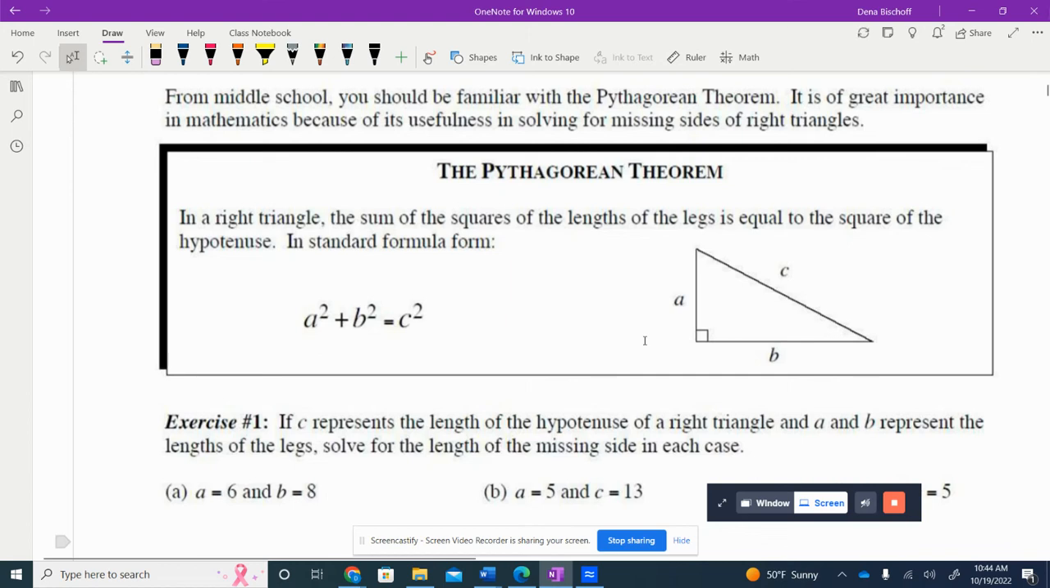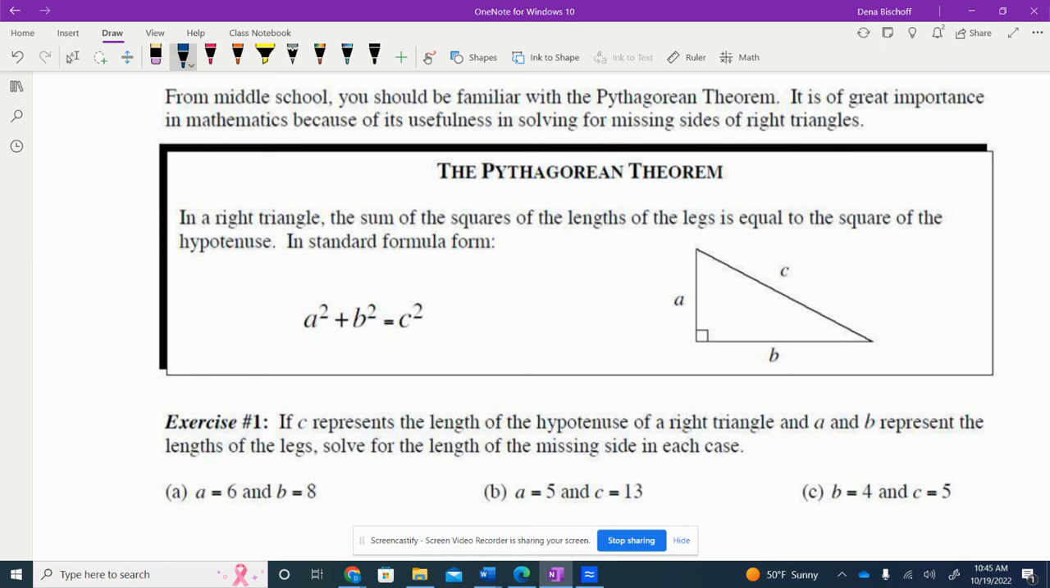Alrighty, happy Thursday. If you remember back to middle school, you learned about the Pythagorean theorem. The Pythagorean theorem is used with right triangles. In standard form it is a squared plus b squared equals c squared, where a and b are called the legs of the right triangle, and c is the hypotenuse. We know that c is also the longest side of the right triangle.